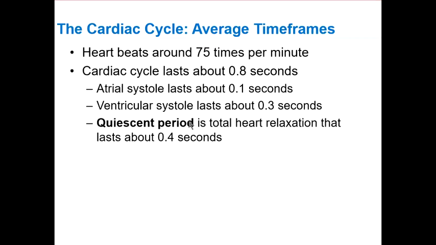So here are some average time frames. The heart beats about 75 times per minute, so one cardiac cycle, one beat, is less than a second on average. Atrial systole, atrial contraction, is just a very small part of that, 0.1 seconds. Ventricular systole is a little longer, has more ejection to take care of. And then the quiescent period is total heart relaxation, which is the rest of the time.